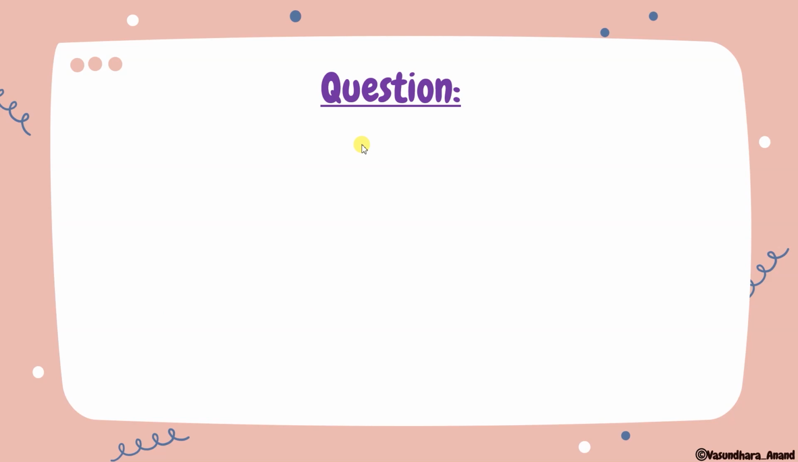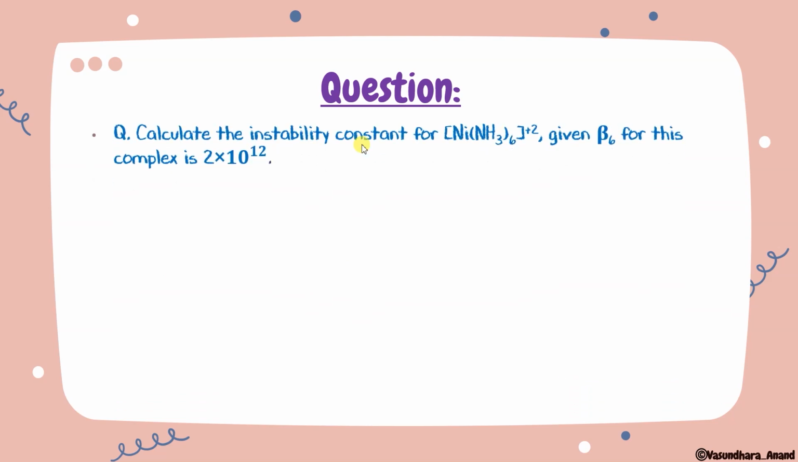Now, next thing, there is a question based on that previous factor: calculate the instability constant for [Ni(NH3)6]2+, given beta 6 for this complex is this. As I told you, beta 6 means formation constant, isn't it? This is the formation constant. In the previous slide, I explained that the formation constant is the reciprocal of the instability constant. So formation constant is given over here and instability constant is asked. So just do this.